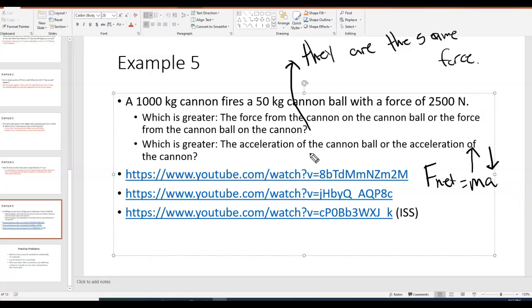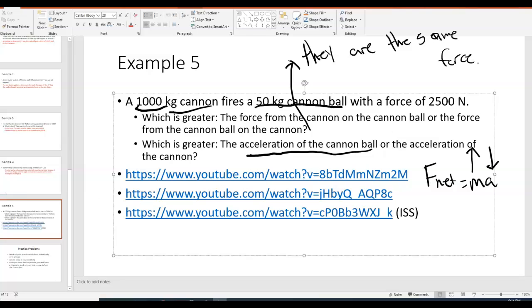So the second question says, which is greater, the acceleration of the cannonball or the acceleration of the cannon? In this case, it's definitely the acceleration of the cannonball because the cannonball has less mass. Look at the two masses: 1,000 kilograms for the cannon, 50 kilograms for the cannonball. The cannonball has the same force as the cannon, but because it has less mass, it has a bigger acceleration. The forces have to be equal and opposite, but the accelerations do not. There's no law that says the accelerations are equal and opposite. It's only the forces that are equal and opposite.